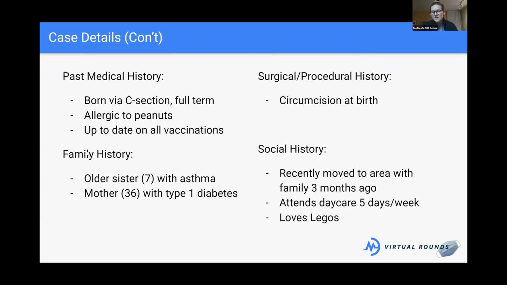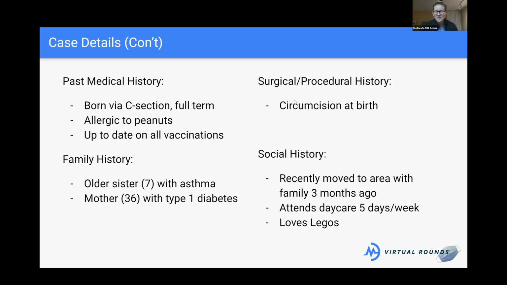For his family history, his older sister, who's 7 years old, has a history of asthma. Again, we'd want to consider that in thinking about what's a more chronic process that could be related to this, but to also keep our eyes open for something that's more acute. And then his mother, who's 36 years old, has type 1 diabetes. His surgical and procedural history is pretty short. He just had a circumcision at birth.